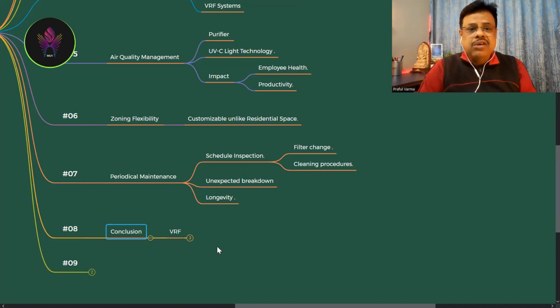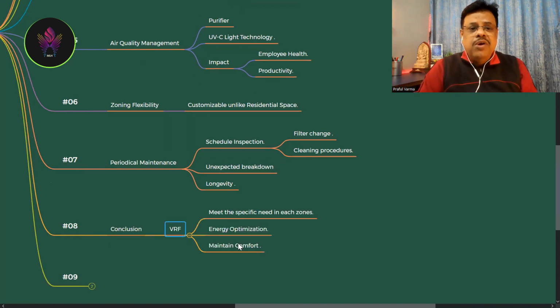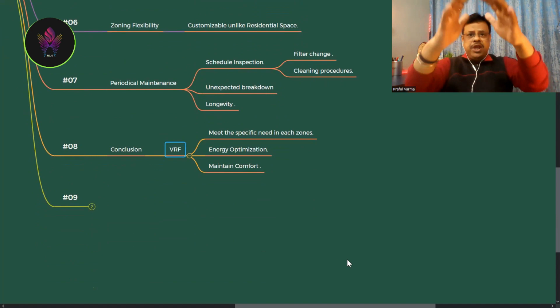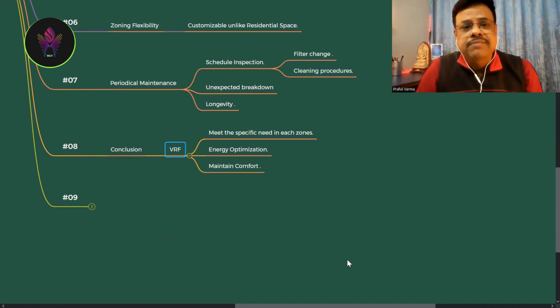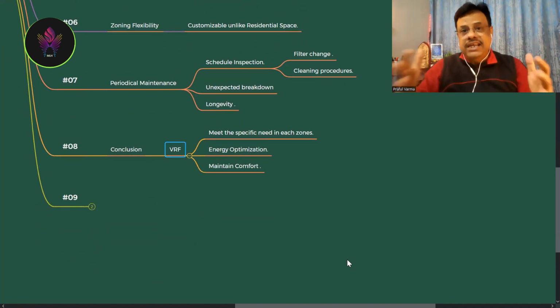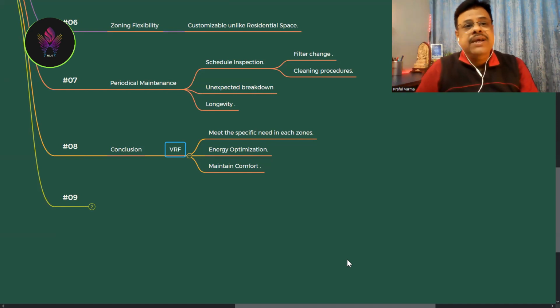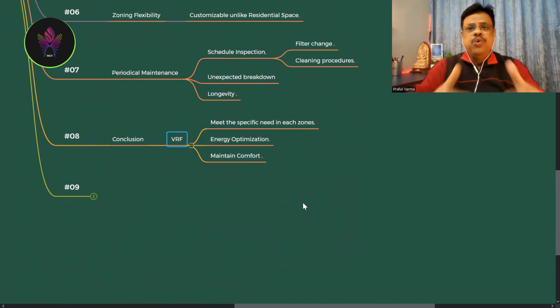Now, coming to the conclusion, as I told you, VRF is the one solution which will meet all the requirements you have. It meets the specific need of each zone, as I told you in the previous points. Energy optimization, you can do it with VRF. Maintenance comfort is there. So VRF is the one product which will help you meet each and every aspect you require. So with this, I am closing this video.